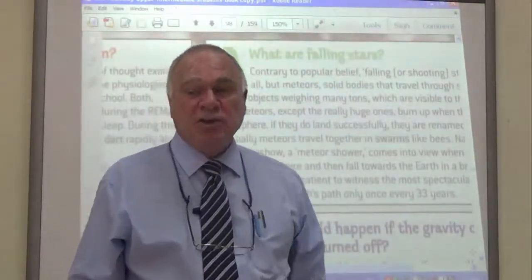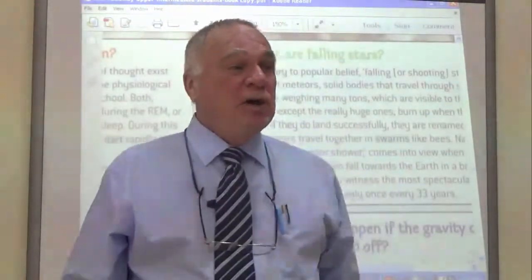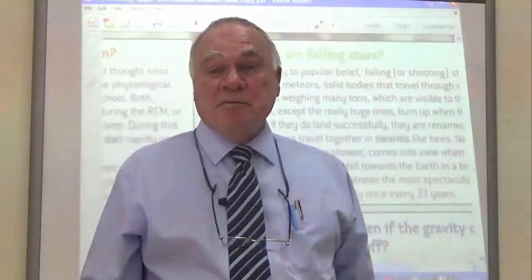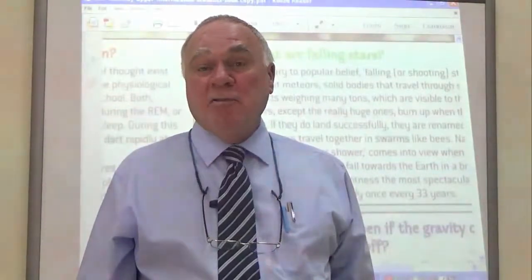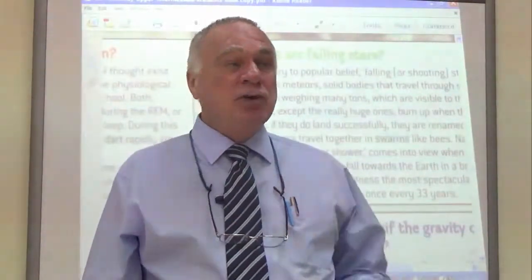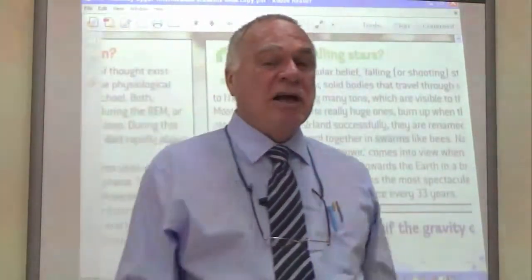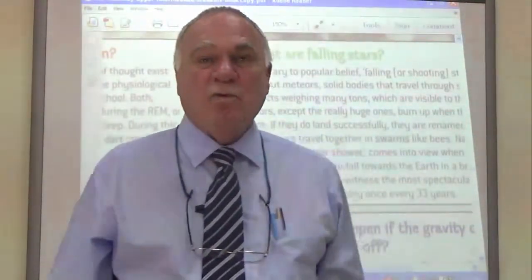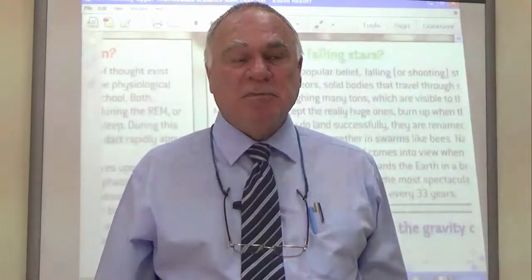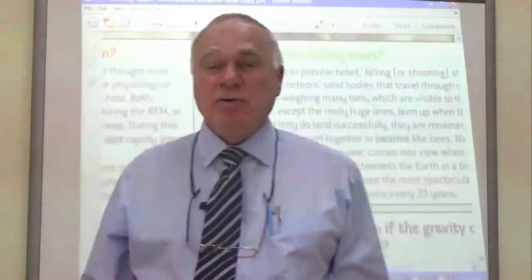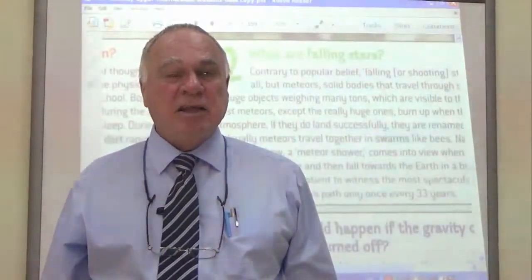Now, what are falling stars? You know, if you go outside at night and you look up at the night sky for long enough, eventually you'll see flashes of light, streaks of light coming down out of the atmosphere, or apparently from outer space. What are those flashes of light that we see?